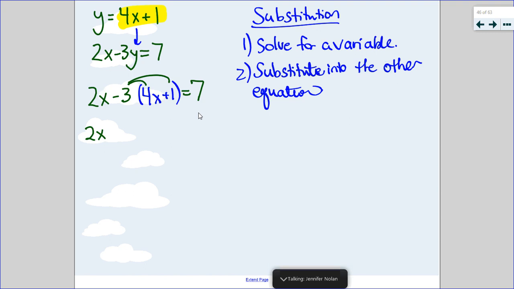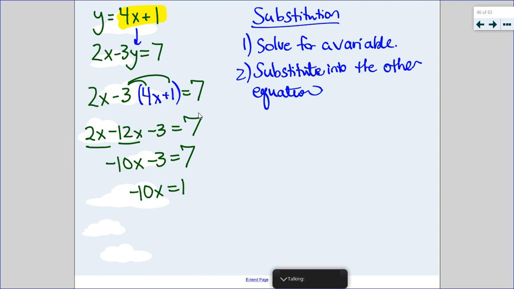Yep. So we get 2x minus 12x minus 3 equals 7. And I get that by distributing the negative 3 to the 4 and the negative 3 to the 1. Then I need to combine like terms. So 2x minus 12x is negative 10x. Add 3 to both sides. And then divide by negative 10. And x equals negative 1.